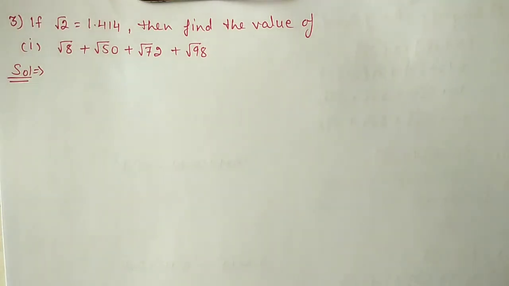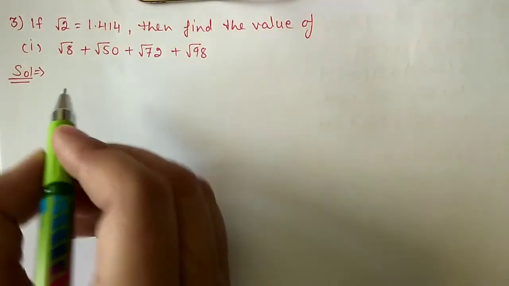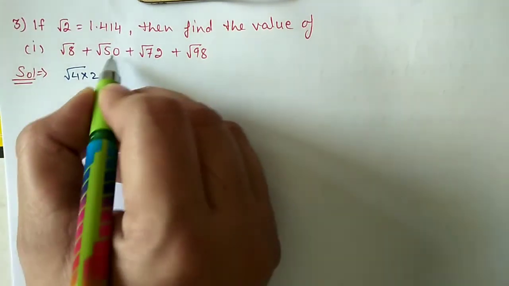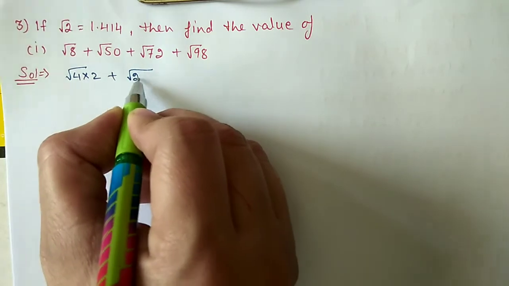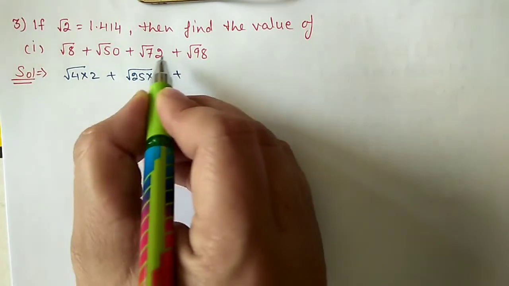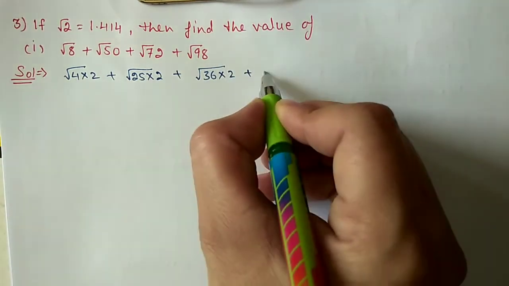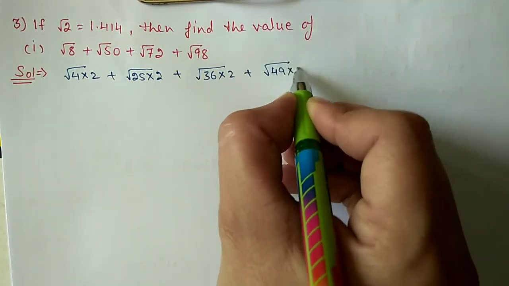Next we have question number 3. If √2 value is 1.414, then find the value of √8 plus √50 plus √72 plus √98. So first we will simplify all these roots, and later on we will substitute the value of √2. √8 we can write as √(4 into 2). √50 we can write as √(25 into 2). √72 we can write as √(36 into 2), and √98 we can write as √(49 into 2).